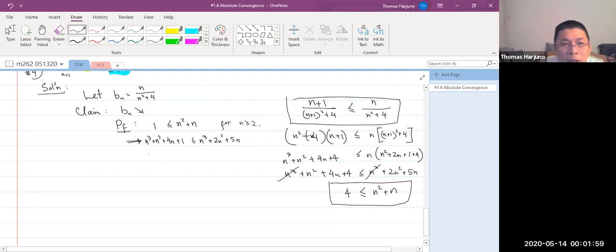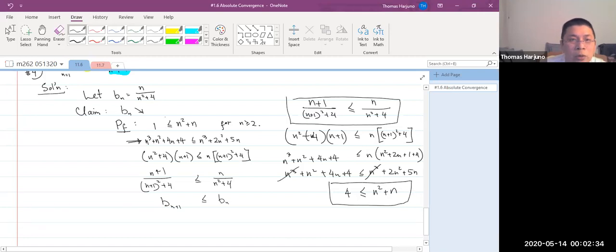Then I go on further. When I factor, this is n squared plus 4 times n plus 1, and this is n times n plus 1 squared plus 4. And therefore n plus 1 over n plus 1 squared plus 4 is less than or equal to n over n squared plus 4. So Bn plus 1 is less than or equal to Bn. Of course, this is the best way.